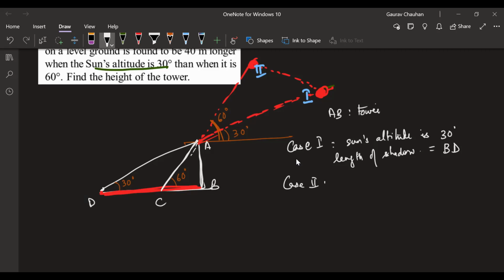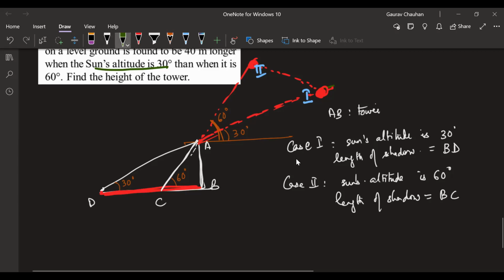In case 2, sun's altitude is 60 degree. So the length of the shadow in case 2 is what? It is BC. This is my first length of shadow, this full thing, and this is my second case length of shadow, this full thing. Right. Now, yes, Dikshit, because this is a new type of question, that's why I feel you're feeling this.